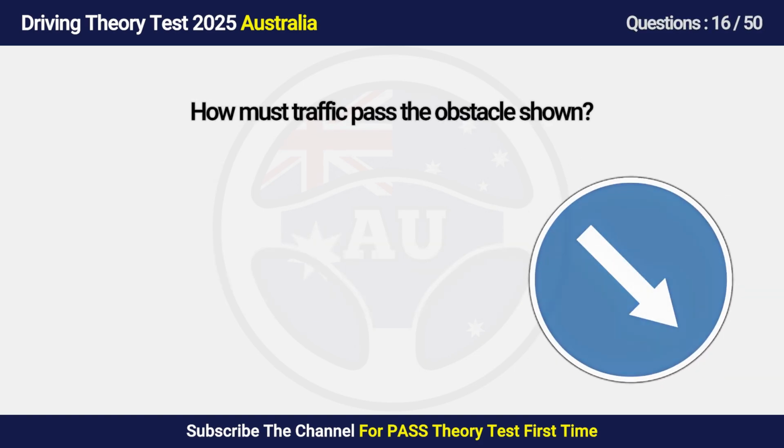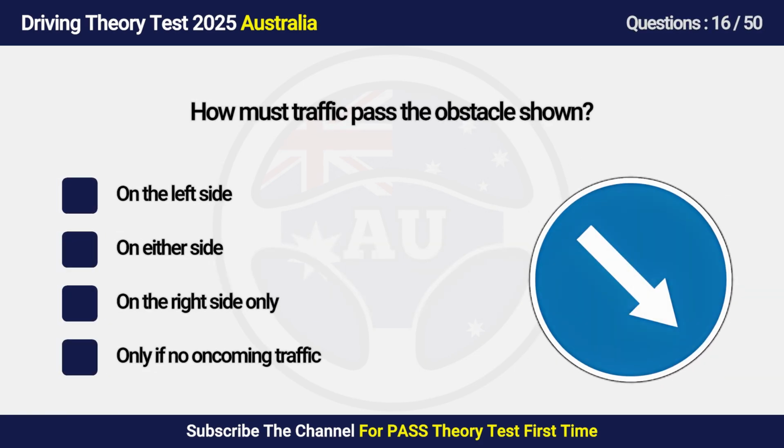Question 16. How must traffic pass the obstacle shown? A. On the left side. B. On either side. C. On the right side only. D. Only if no oncoming traffic.